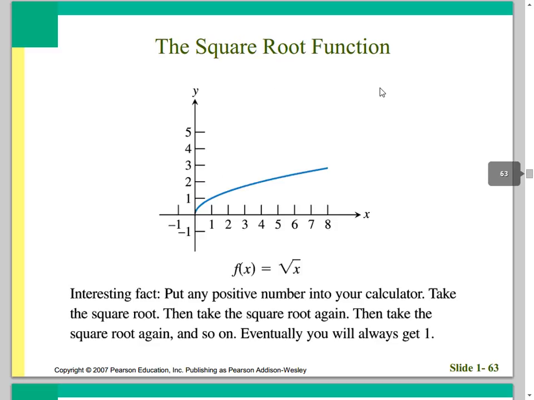Next we have a square root function. F of x is equal to the square root of x. Here's an interesting fact about this one. You can put any positive number into your calculator and take the square root, then take the square root again, then again, and so on and so on, and eventually you will get 1.